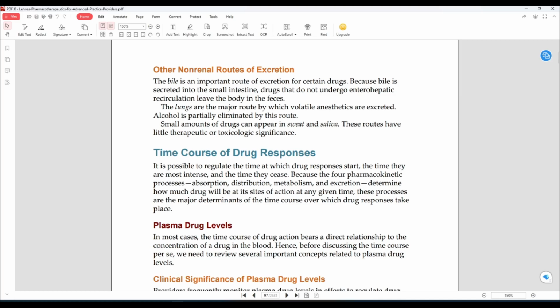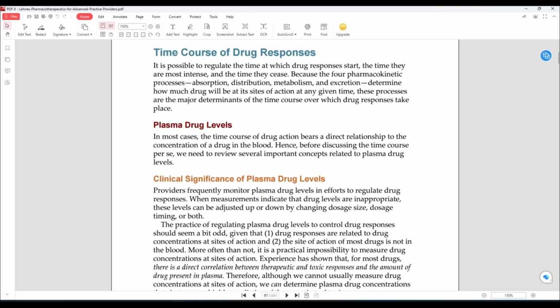Time course of drug response. It is possible to regulate the time at which drug responses start, the time they are most intense, and the time that they cease. Because the four pharmacokinetic processes, absorption, distribution, metabolism, and excretion, determine how much drug will be at its site of action at any given time, these processes are a major determinant of the time course over which drug responses take place.